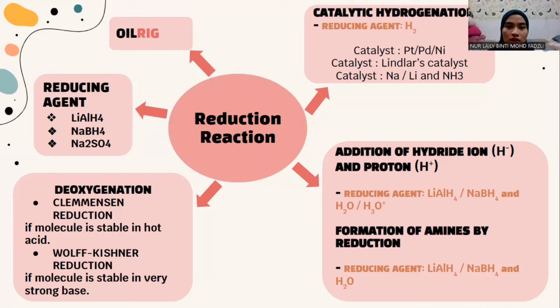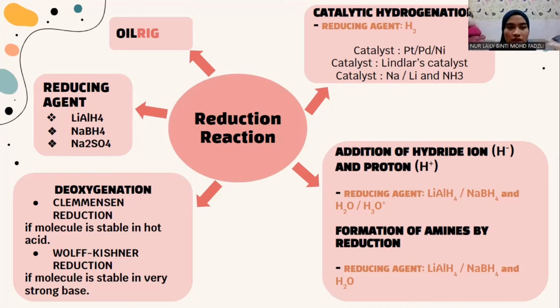Based on the earlier slide on the half reaction, the stronger reducing agent has a negative standard potential, or we can call it reduction potential. The weaker reducing agent will have a more positive standard potential or reduction potential.